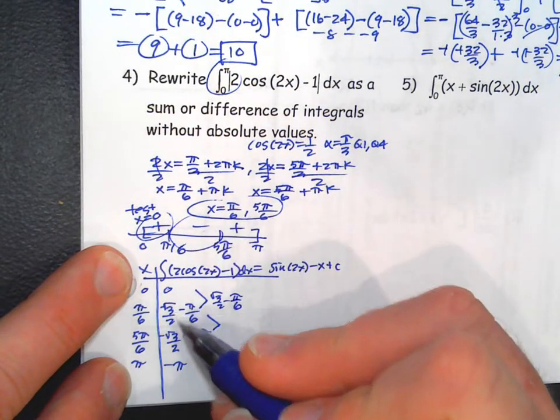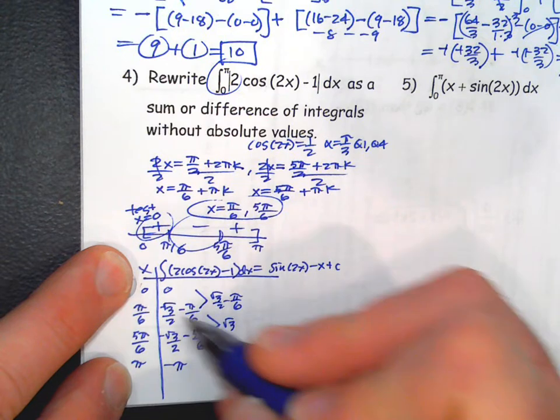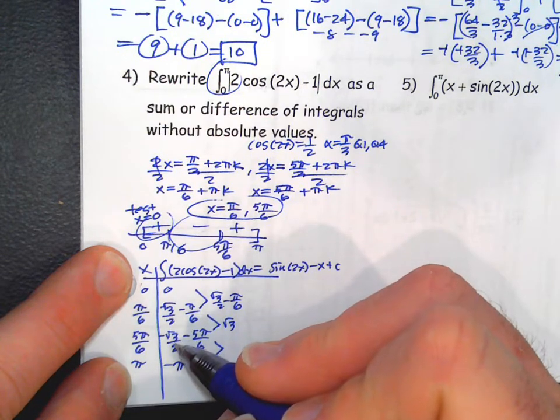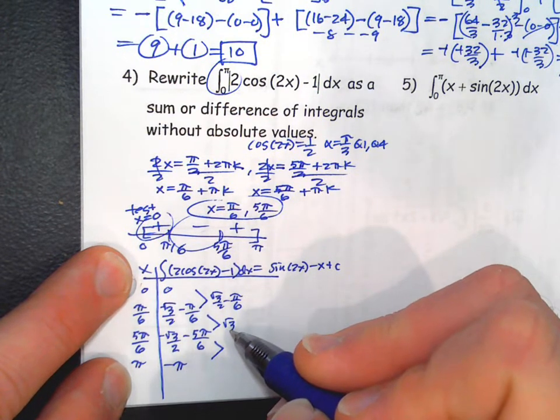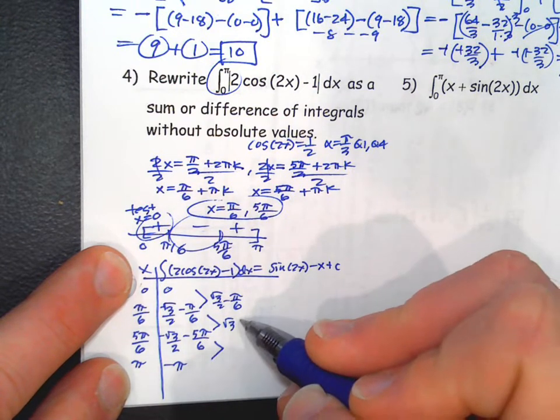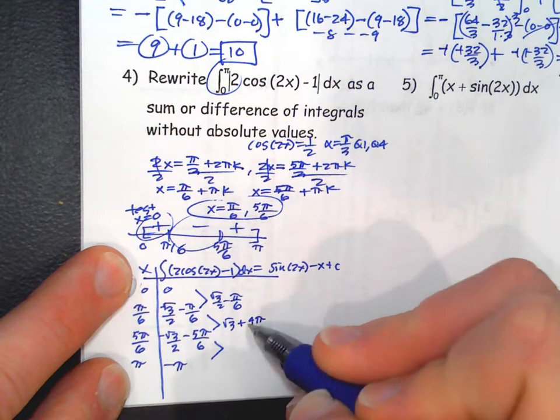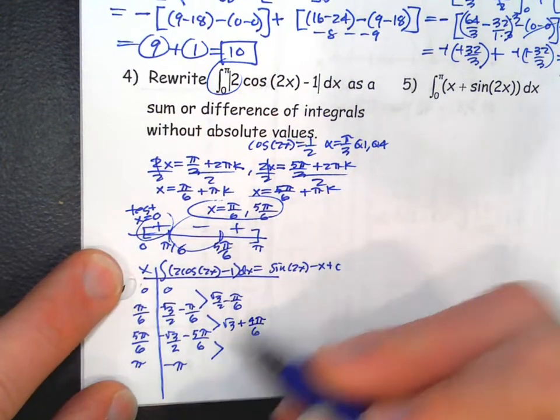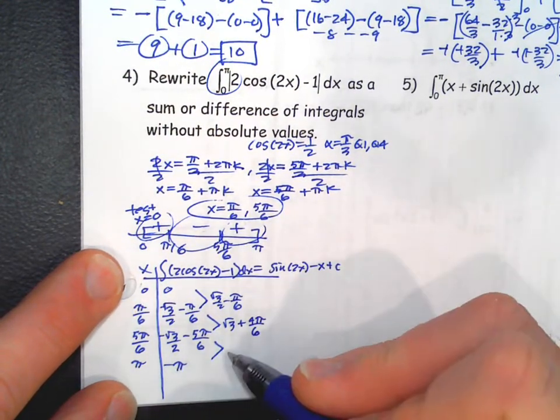You're going to do this one minus this one. So then if you do that, you can get root 3 over 2 minus negative root 3 over 2, which is going to be 2 root 3 over 2, which is going to be root 3. And then negative pi over 6 minus negative 5 pi over 6 is going to be plus 4 pi over 6. And then the next one is positive, so we're going to do negative pi minus this.